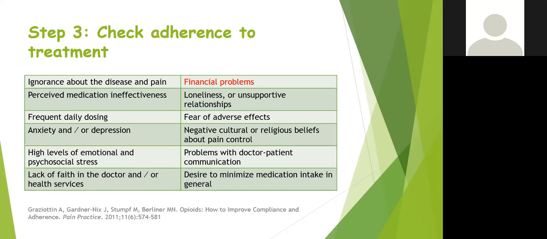Problems with doctor-patient communication are another important thing. We make sure that when we start a patient on morphine, we spend at least half an hour or 1 hour with them, talking to them from the dosage to the side effects, and telling them everything about what to do if the pain doesn't get better. That is very important, the importance of doctor-patient communication. If there's a problem with that, they might not take the medications.